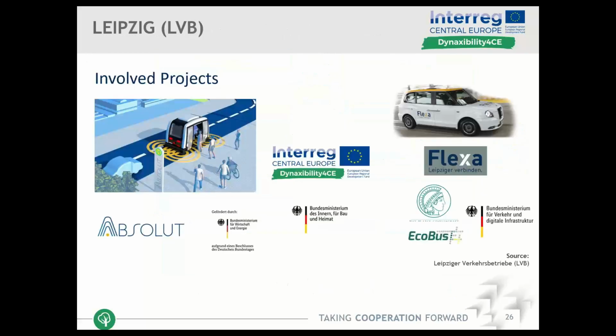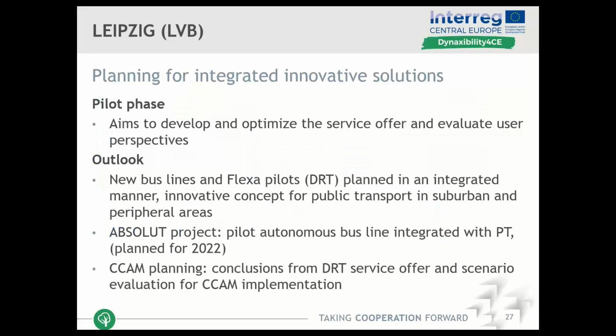So these are a few of the cases that have been tested in Dynaxibility. We have, for example, our colleagues in Leipzig who are running a DRT pilot, an on-demand pilot. This is not yet automated, but is testing a new service, which the idea is to integrate with an automated shuttle project that they're working on now called the Absolute project, and to test in the future how this type of on-demand service can also be automated and what its impacts could be on mobility.